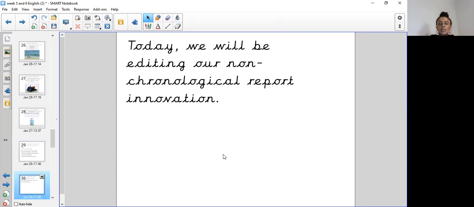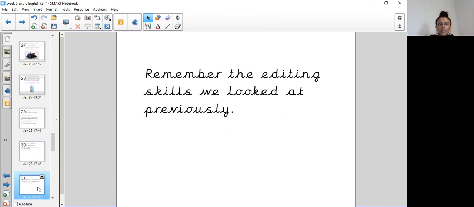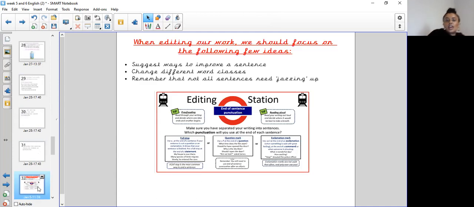So today we will be editing our non-chronological report. Remember the editing skills that we looked at previously. Let's focus on improving our sentences, changing different words. Remember that not all sentences need jazzing up, but some of them do.